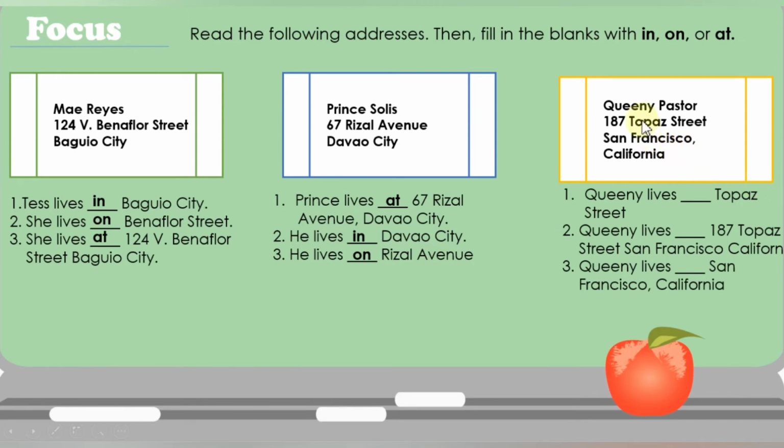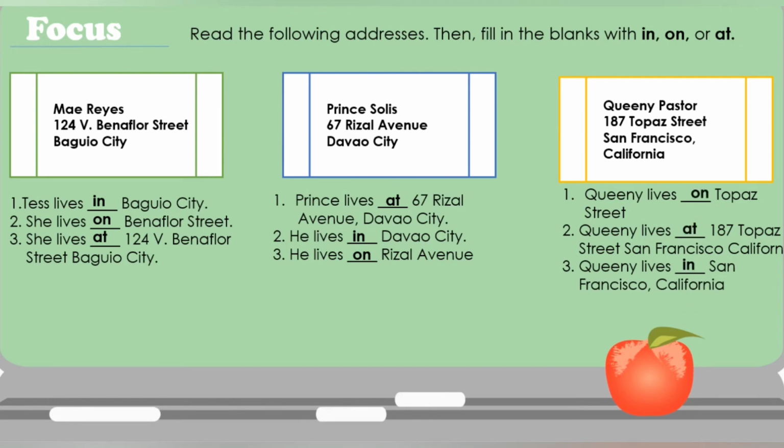Last one, Queenie Pastor, 187 Tupas Street, San Francisco, California. Number 1, Queenie lives blank Tupas Street. In, on, or at? Number 2, Queenie lives blank 187 Tupas Street, San Francisco, California. In, on, or at? Number 3, Queenie lives blank San Francisco, California. What is the correct one? In, on, or at? Here are the answers.